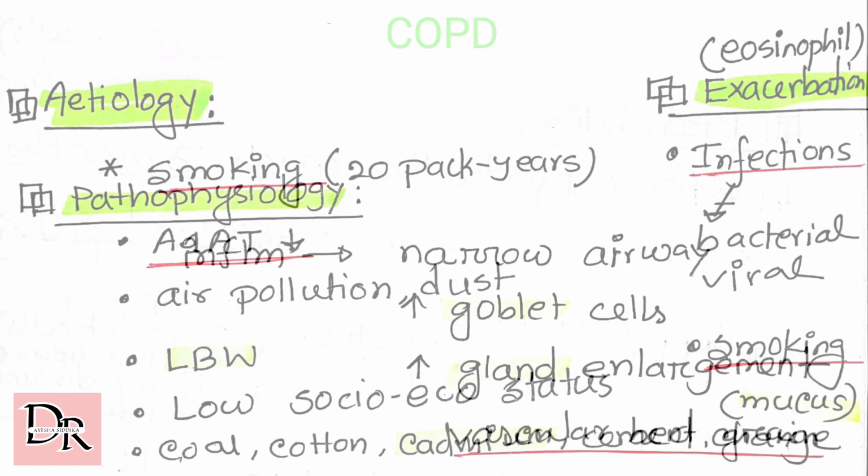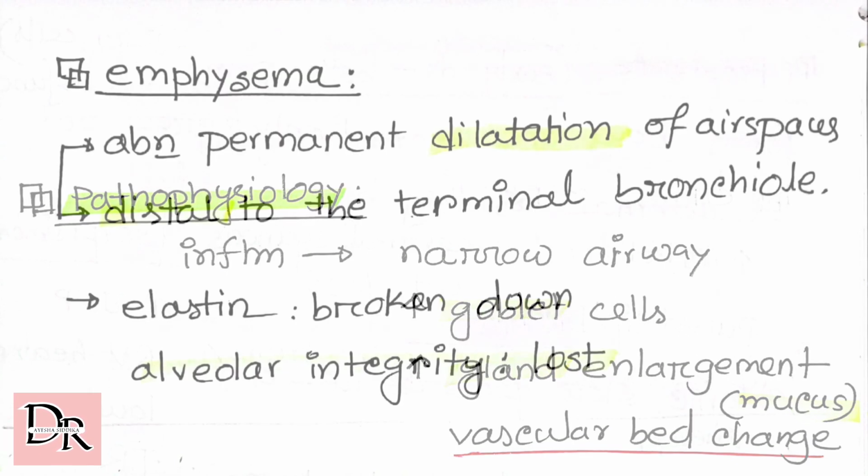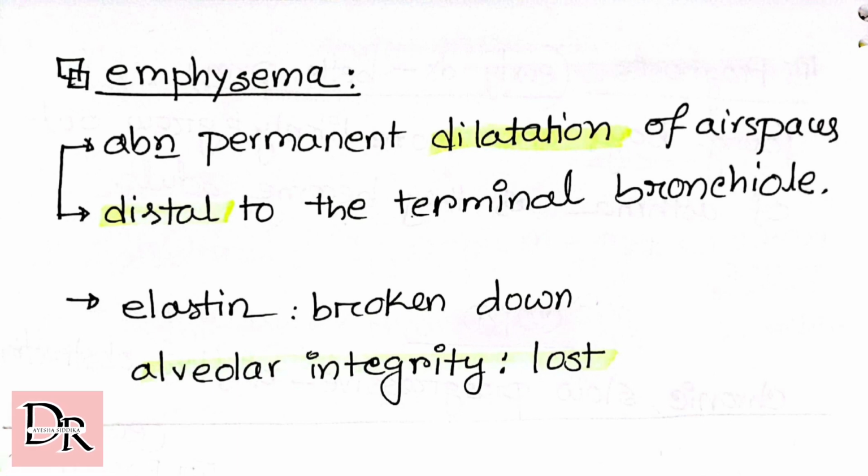Okay, let's talk about pathophysiology now. There will be inflammation which will lead to airway narrowing. Then there will be an increased number of goblet cells. Also, mucus secreting gland enlargement and vascular bed changes. All of these ultimately lead to COPD, chronic obstructive pulmonary disease. That is chronic inflammation. There are two diseases, emphysema and bronchitis. Now we call it COPD.